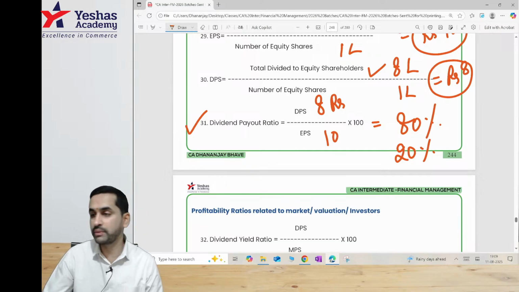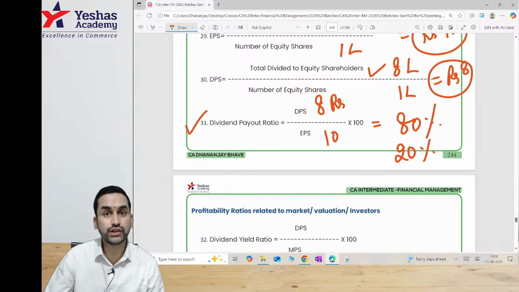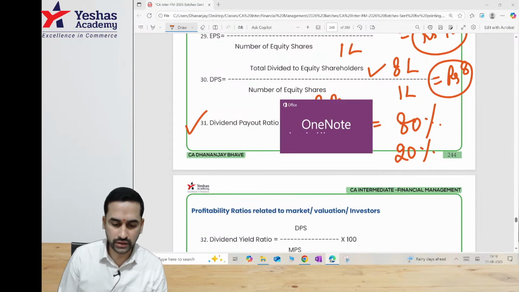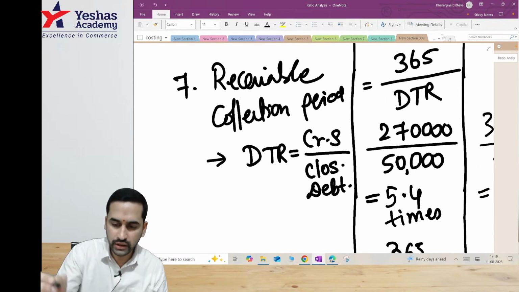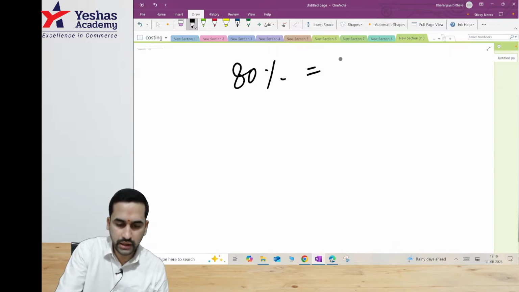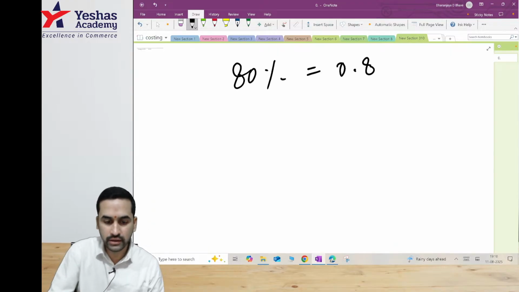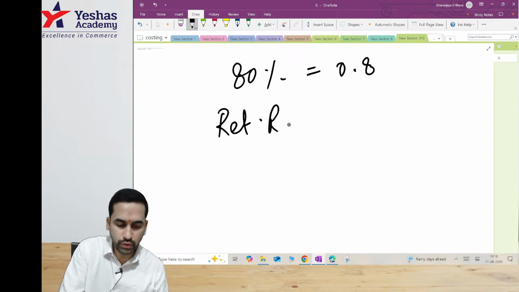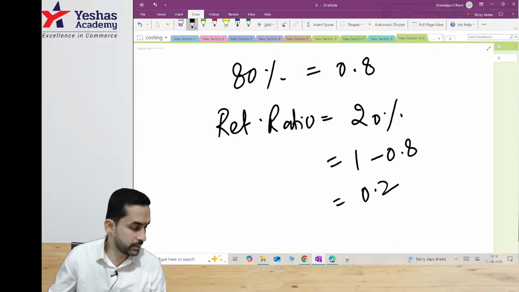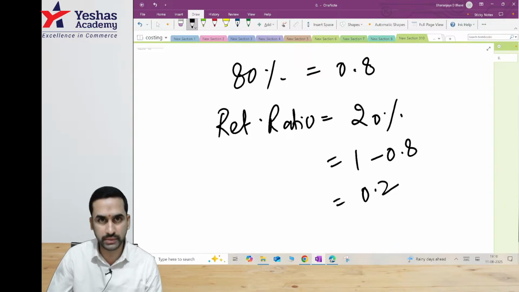Simple. This 20%, we don't call it reserve ratio. In FM, we call it retention ratio. Retention ratio. Yeah. So simple. If you want to create a formula for retention ratio, it should be simply 1 minus dividend payout ratio. Correct? If dividend payout ratio is 80%, 80% can be written as 0.8. Then how to do retention ratio? Retention ratio is 20%, and what should be the formula? 1 minus 0.8. 1 minus 0.8 will be 0.2. 0.2 is nothing but 20%.